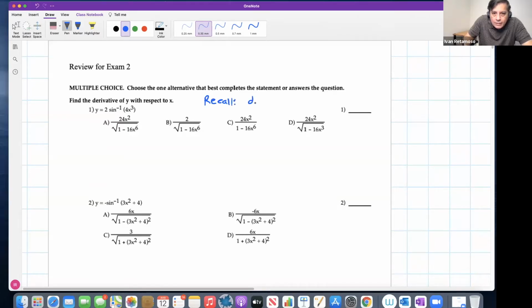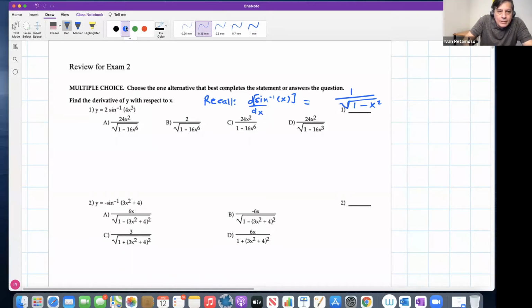that the derivative of sine inverse of x, right? The derivative of this guy, the formula, and that formula is this: 1 over square root of 1 minus x squared, right? That's the formula.